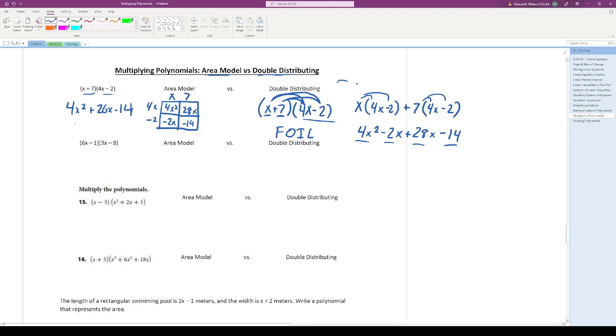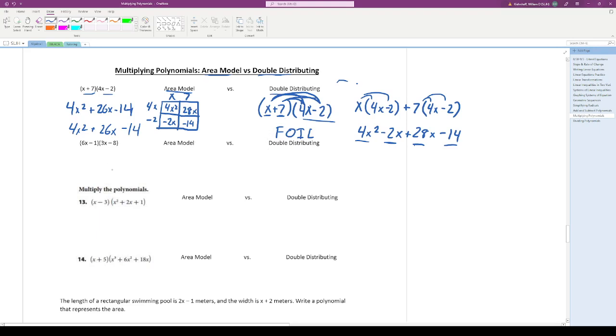But when we collect them, we still have 4x squared. We still have negative 2x and positive 28x nets us 26x, and then a minus 14. So these models, the area model, the double distribution or multiple distribution, and even the algebra tile model all give us the exact same results. They're all different ways of visualizing and thinking about the same problem.